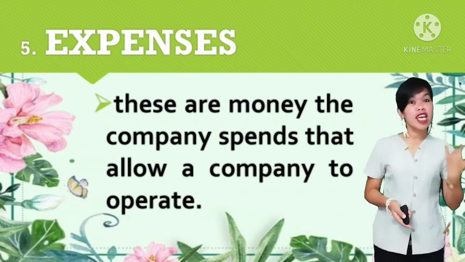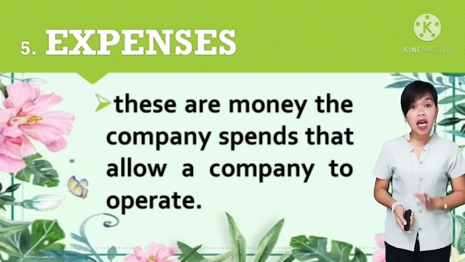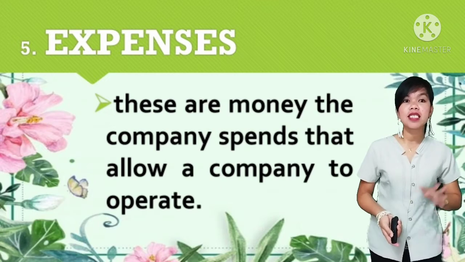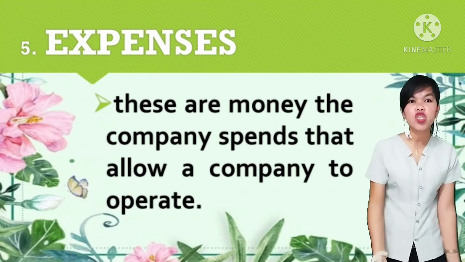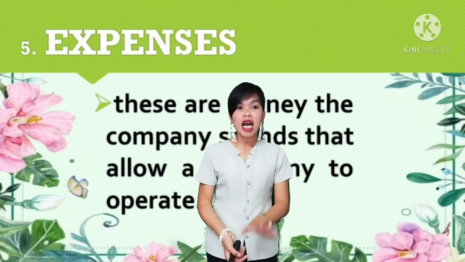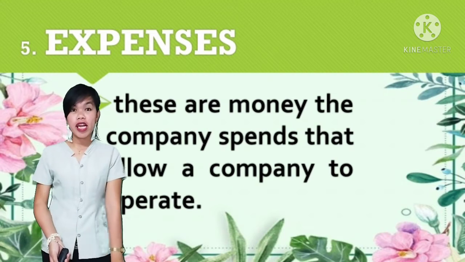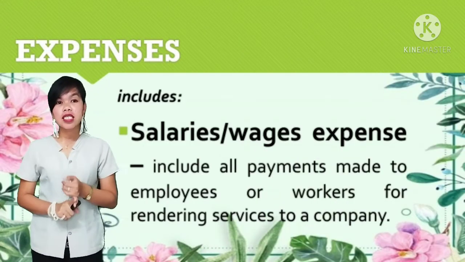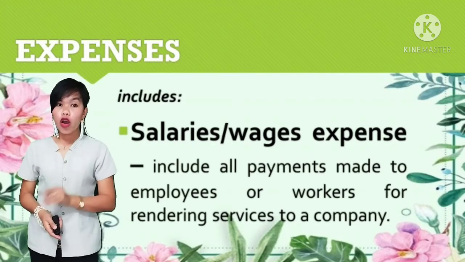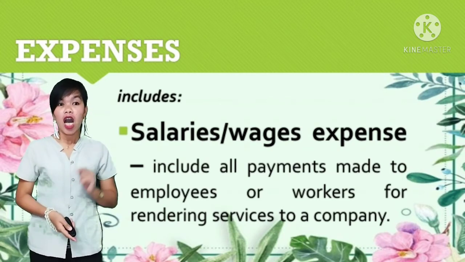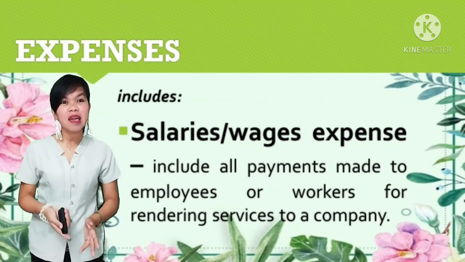Costly items such as vehicles, equipment, and computer systems are not expensed but are depreciated over the life expectancy of the item. A contra account, accumulated depreciation, is used to offset the asset account for the item. Now here are examples of expenses. Salaries or wages expense include all payments made to employees or workers for rendering services to a company. Ito po ay ang mga sweldo ng mga empleyado o mga nagtatrabaho sa business.